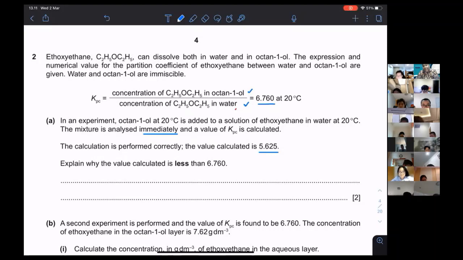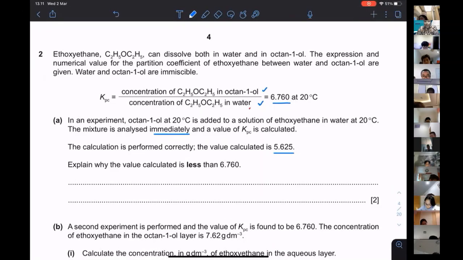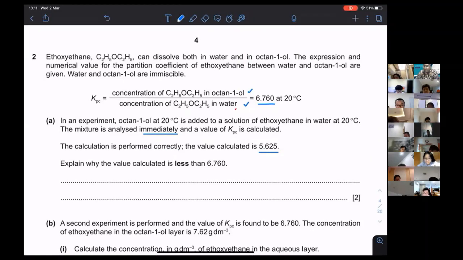Basically they are doing it immediately. You are using KPC. What actually happens is you need to allow time for them to reach equilibrium, the movement. So if you just calculate directly, it means that the equilibrium has not been achieved. That is the term that we are supposed to put. Why is the value calculated less than 6.760?